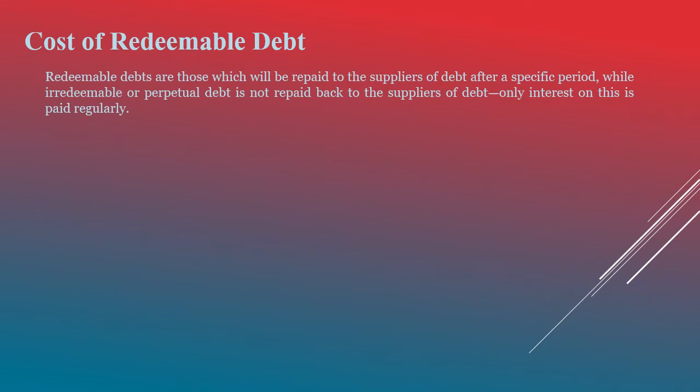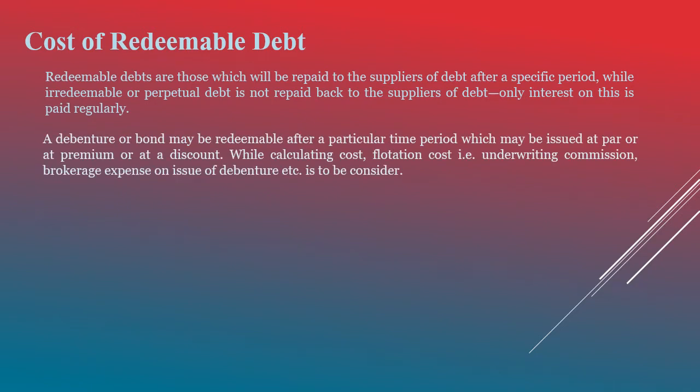Redeemable debt are those which will be repaid to the suppliers of debt after a specific period, while irredeemable or perpetual debt is not repaid back to the suppliers of debt. Only interest on this is paid regularly. A debenture or bond may be redeemable after a particular time period, which may be issued at par or at premium or at a discount.